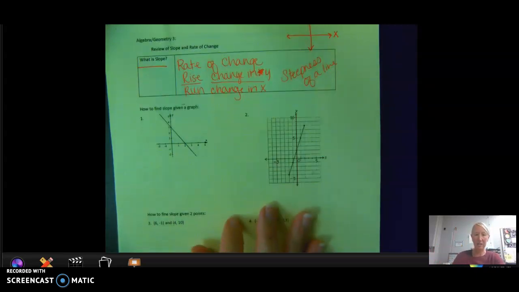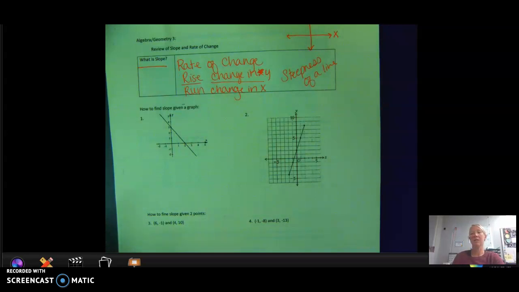How to find slope given a graph. So what we're doing in the first week or two is complete review. This is all stuff that you've learned before, but we just want to go over it again, okay? So, how to find slope given a graph.